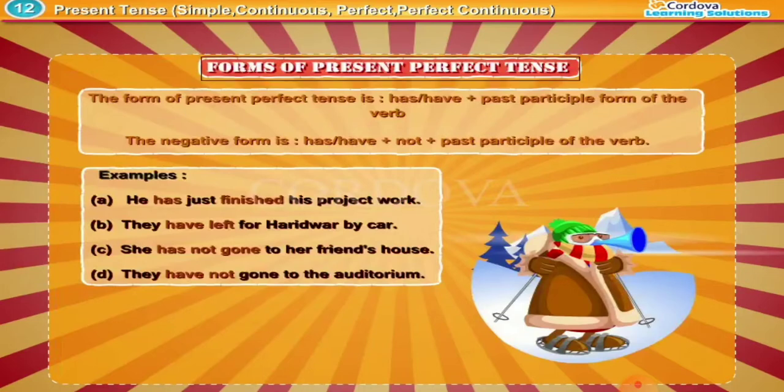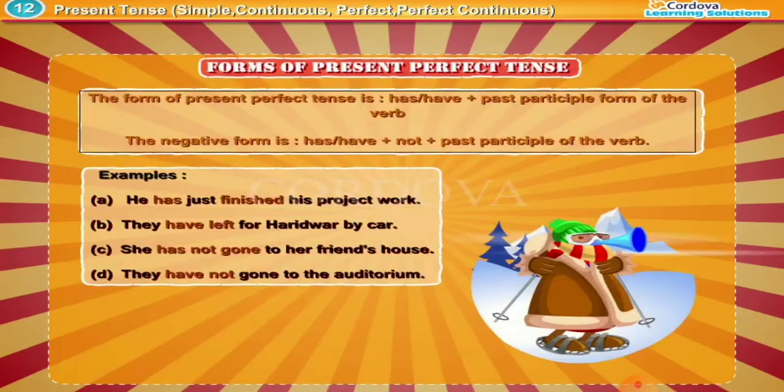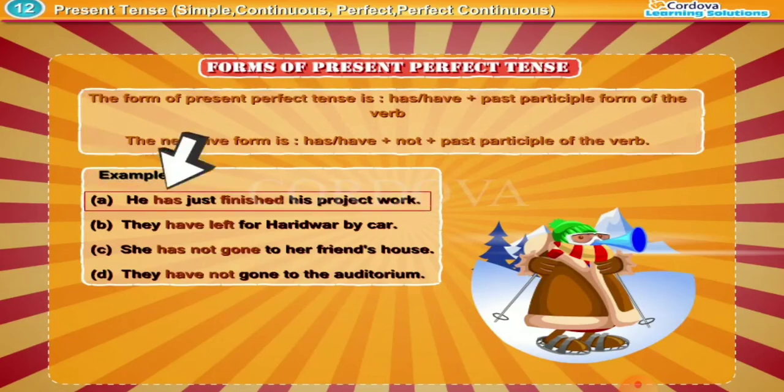Form of present perfect tense. The form of present perfect tense is has, have, plus past participle form of the verb. The negative form is has, have, plus not, plus past participle of the verb. Examples: He has just finished his project work.